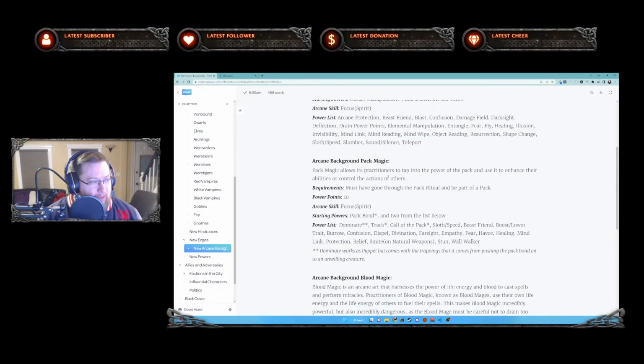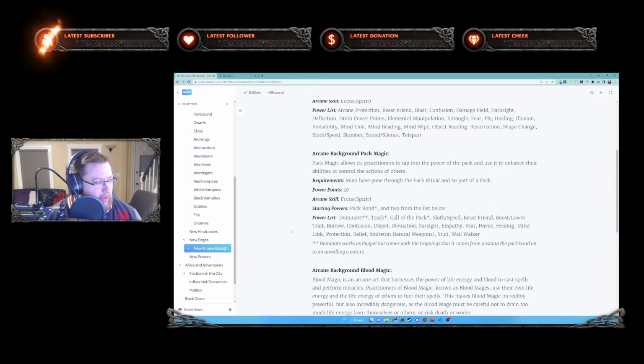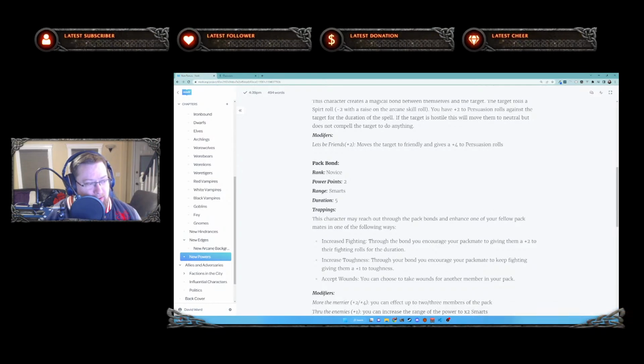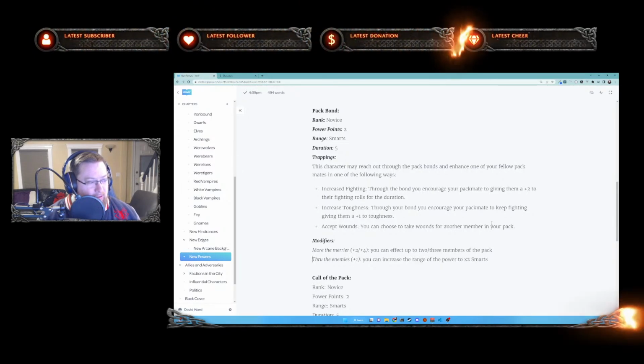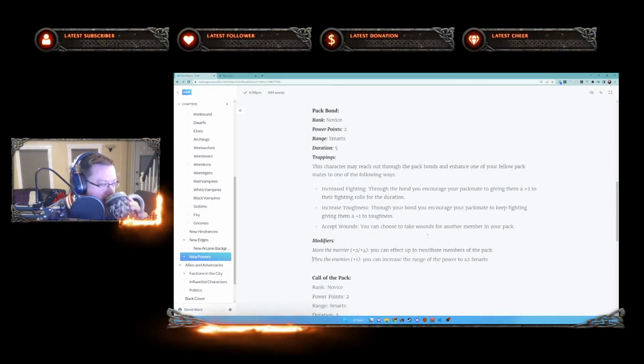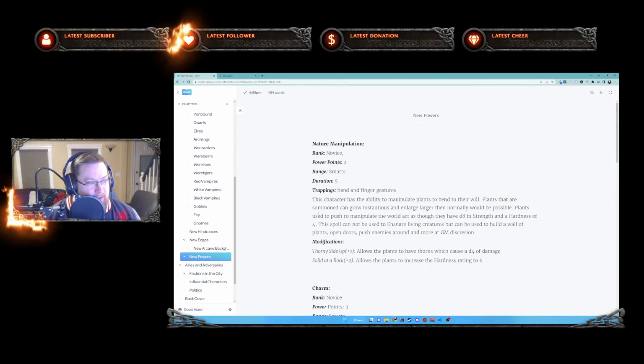I've also created a pack magic arcane background, which gives you a bond with your pack. And I've created a new spell for that. It's pack bond. The character may reach out through the pack bonds and enhance one of their fellow pack mates in one of the following ways. So you can increase their fighting, you can increase their toughness, or you can accept one of the wounds and take their wounds from them. So I've come up with some new powers, like nature manipulation. It's very similar to elemental manipulation, except that it's going to be based on plants and that type of thing.